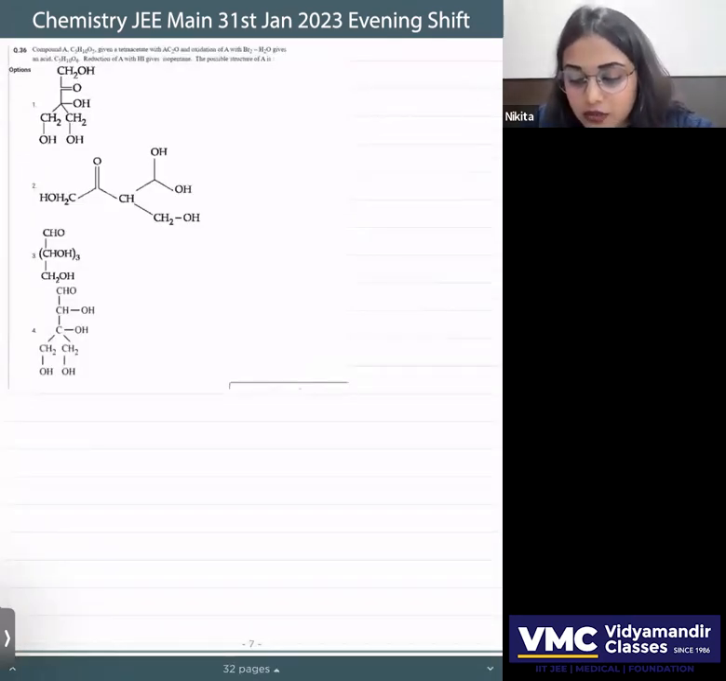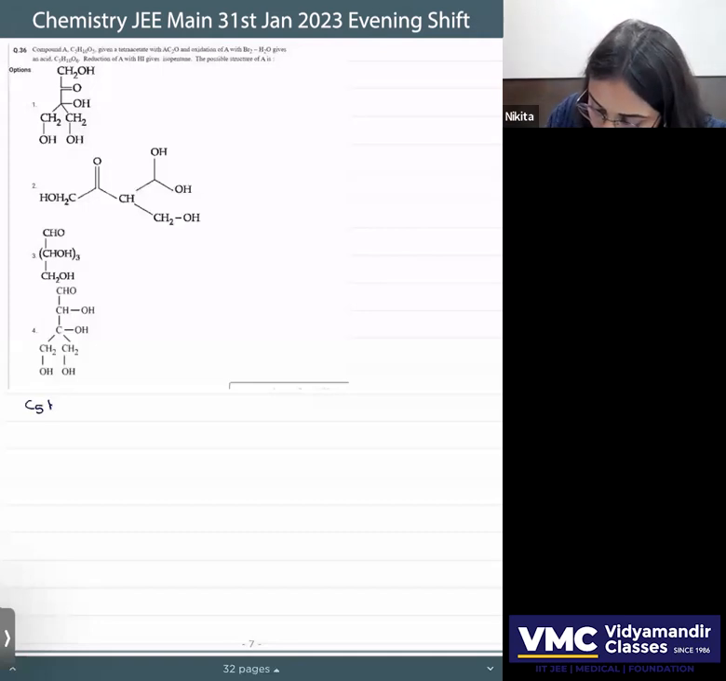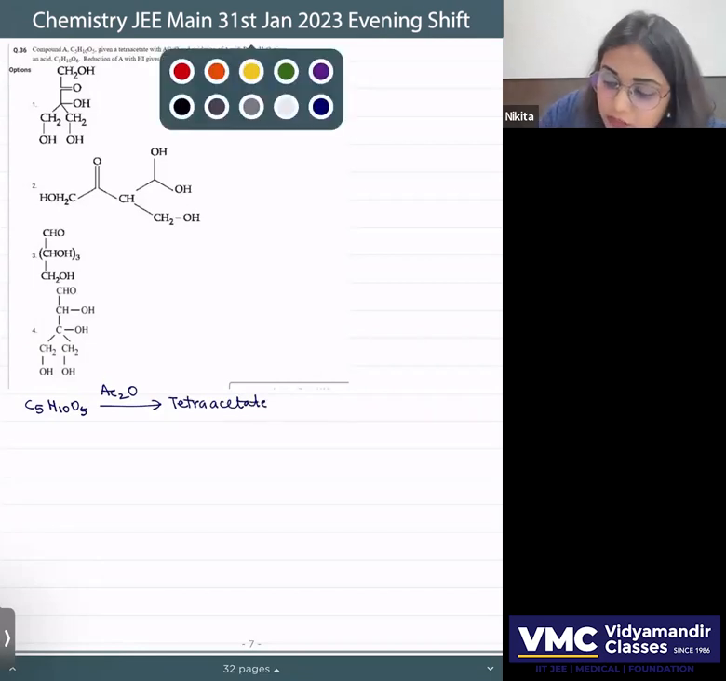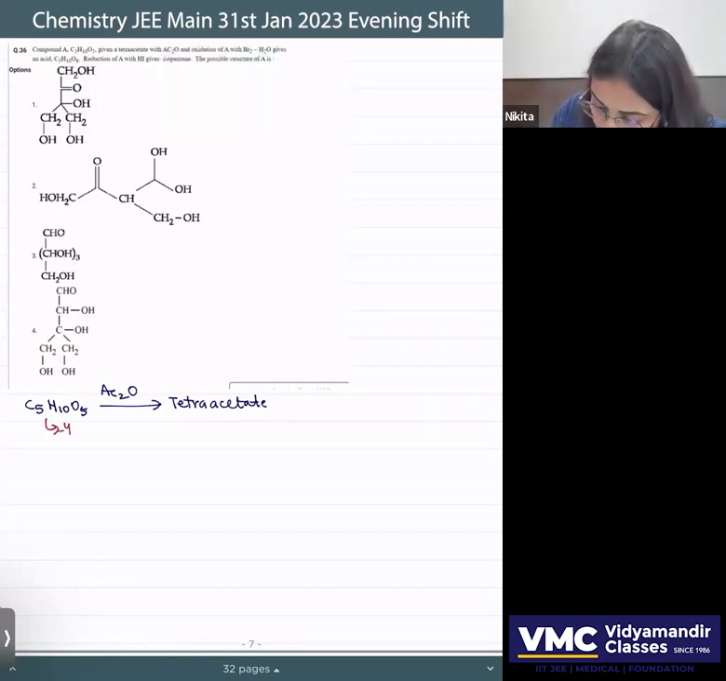Next question, compound A, C5H10O5, gives a tetraacetate on reaction with acetic anhydride. It gives a tetraacetate, which signifies that this compound has definitely 4 OH groups. Correct?